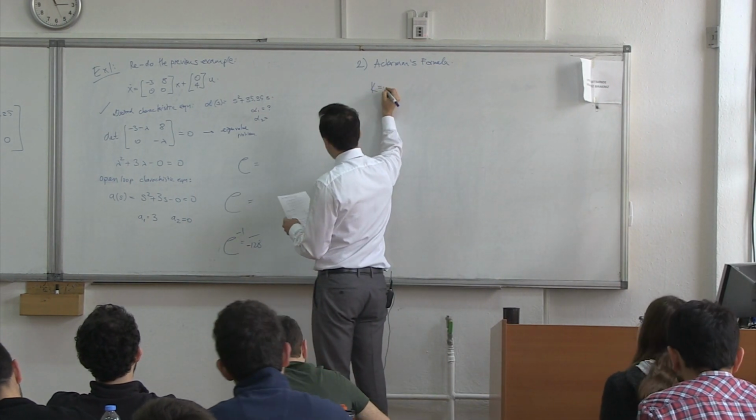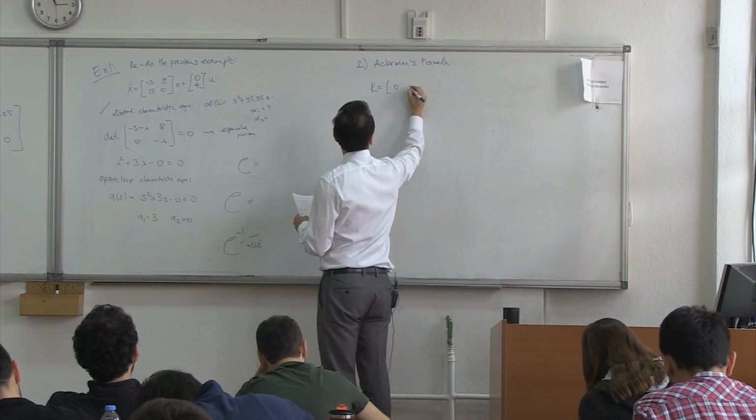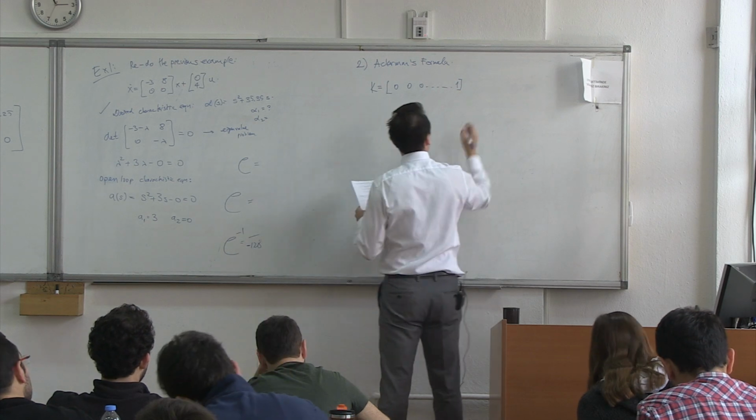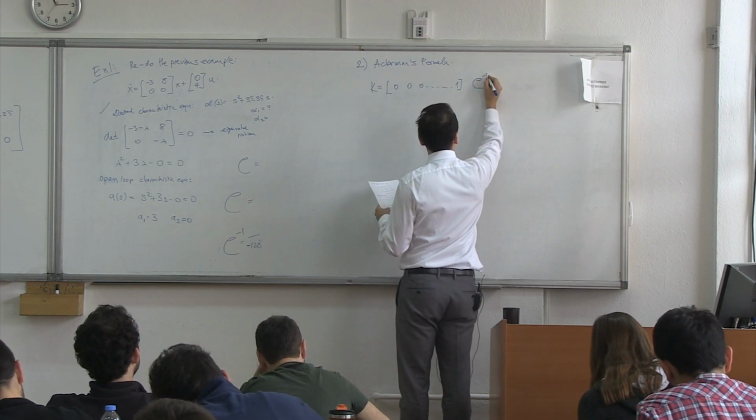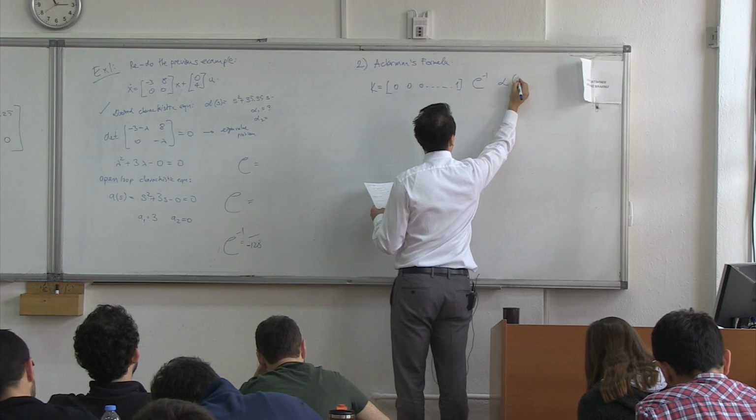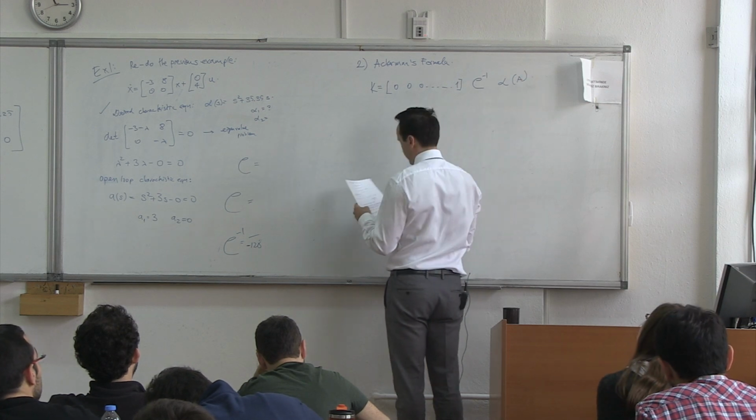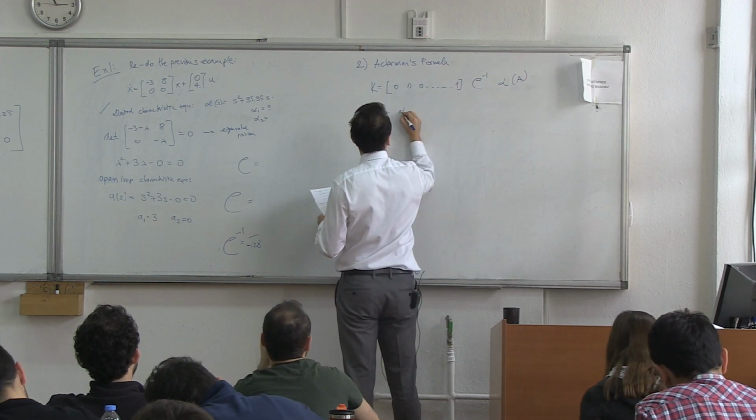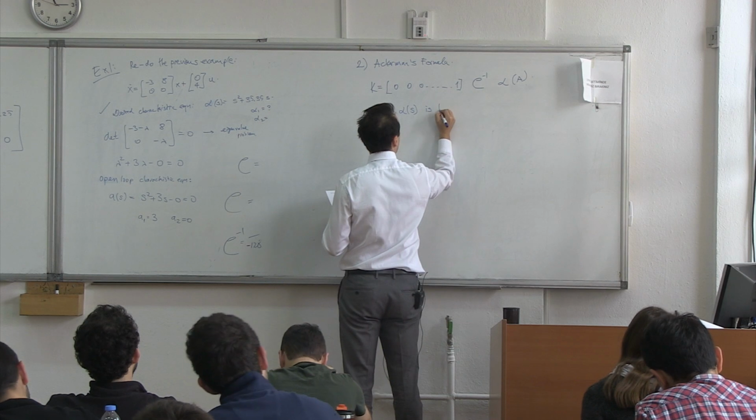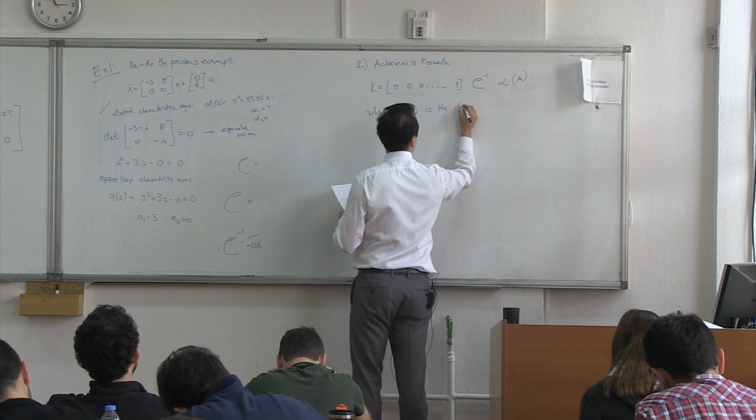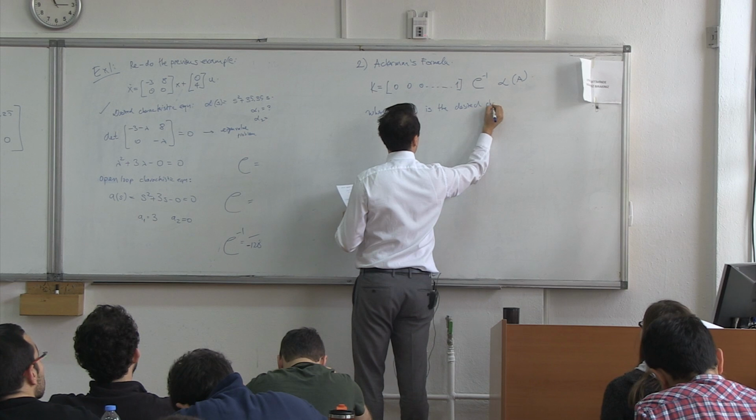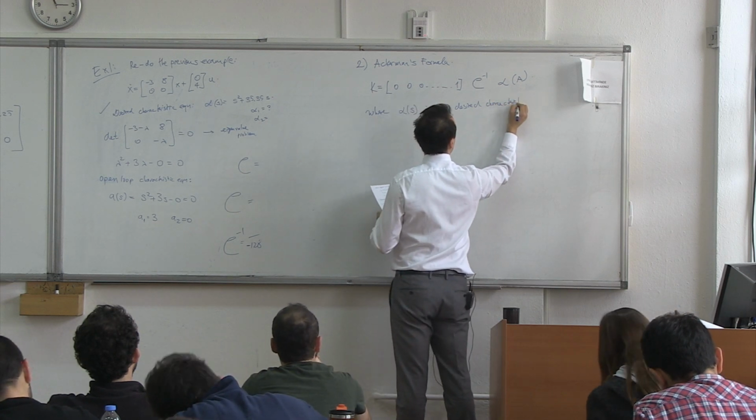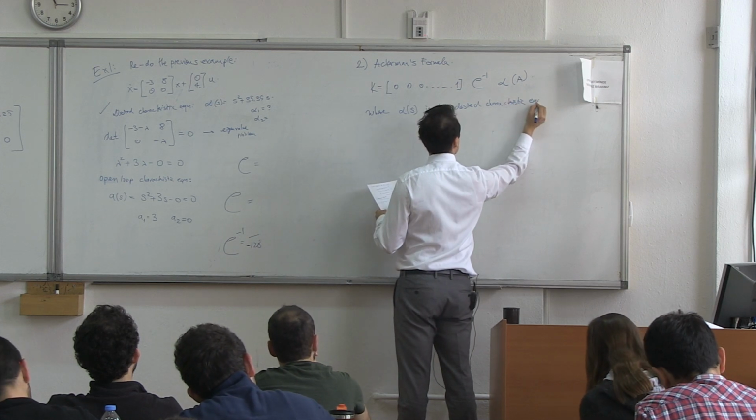K is equal to 0, 0, 0, all the way to 1, times the inverse of the controllability matrix, times alpha of A, where the function alpha of S is the desired characteristic equation.